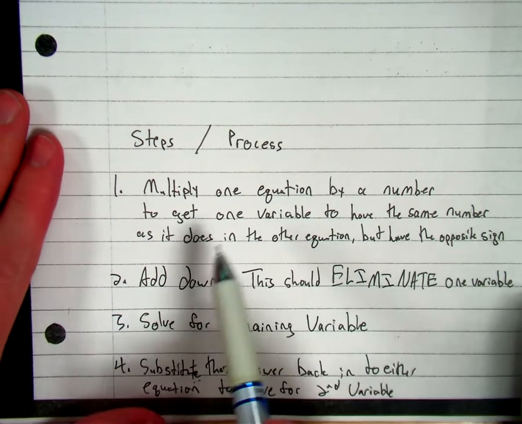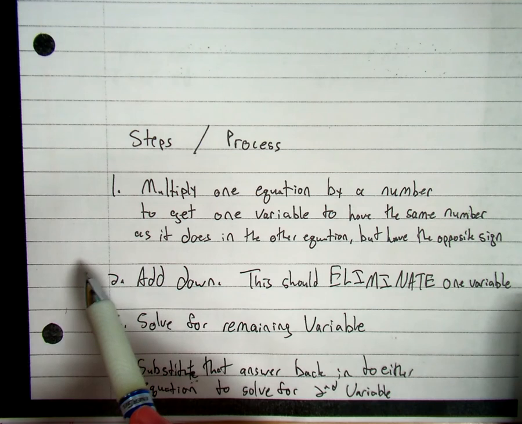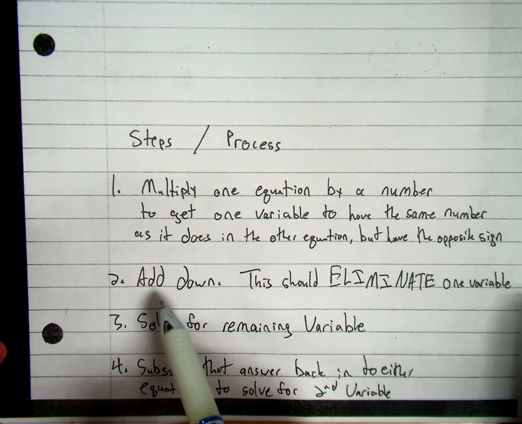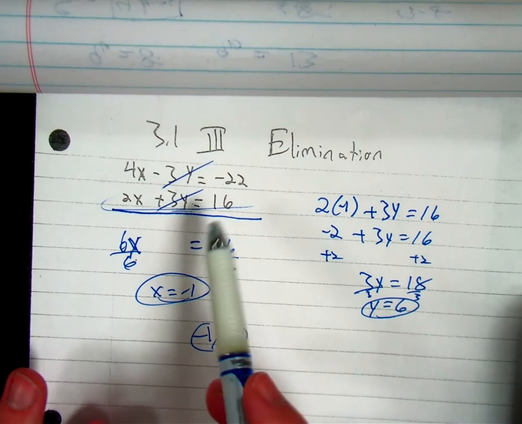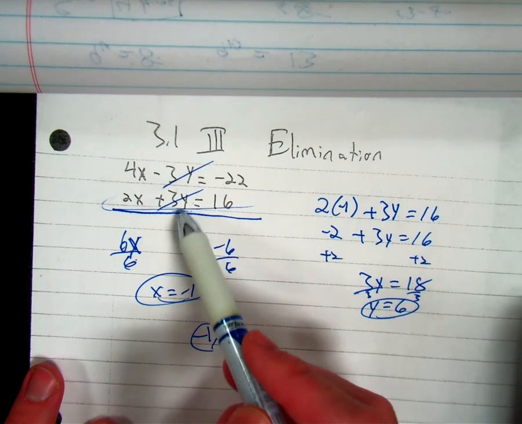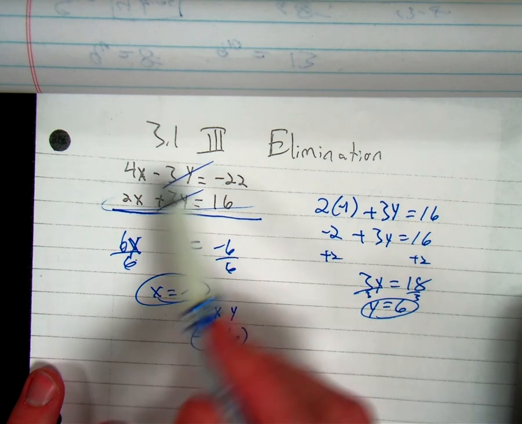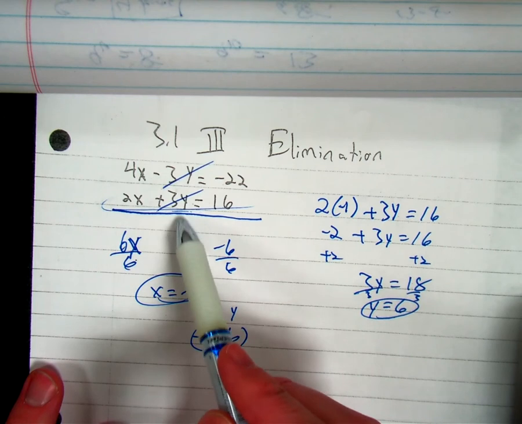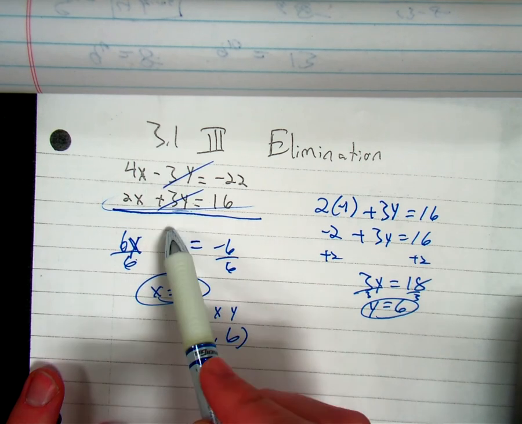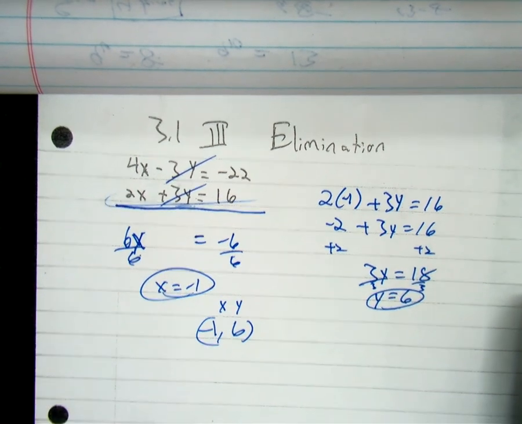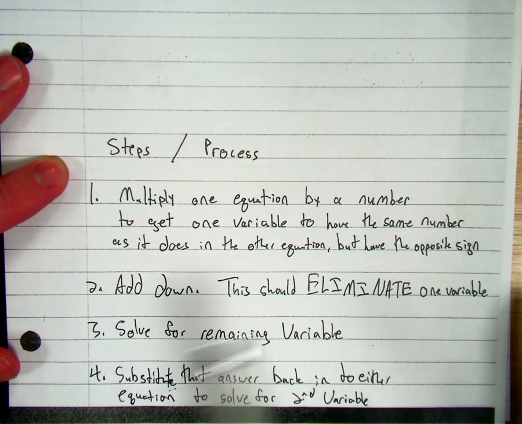Steps and process. So we want to multiply one equation by a number to get one variable to have the same number as it does in the other equation, but the opposite sign. That's a lot of words. Let's look back up here. We're trying to create this situation where I have a 3y and a negative 3y, so that when I add them down, they're going to cancel out. So that's the goal, to get one of the variables to have the same coefficient, but opposite sign. The y's both had 3's. One of the 3's was positive, one was negative, so they would cancel out or eliminate when we add down. When we add down, this should then eliminate one variable.